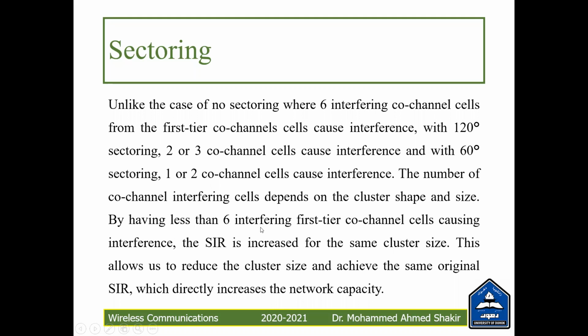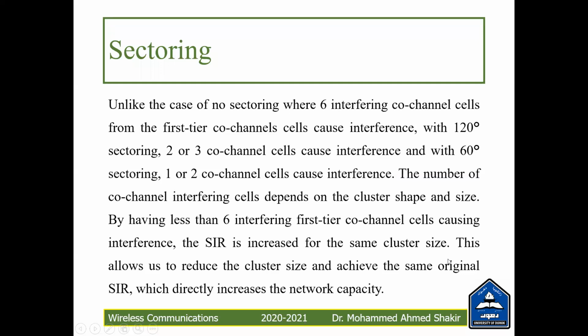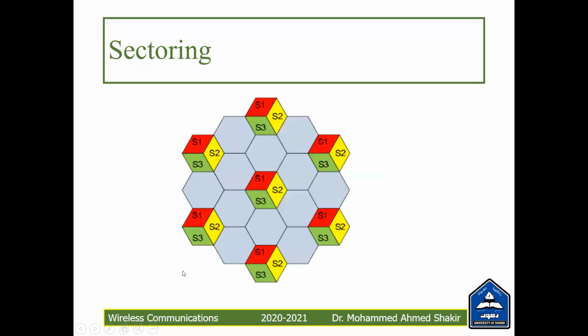By having fewer than 6 interfering first tier co-channel cells causing interference, the SIR is increased for the same cluster size. This allows us to reduce the cluster size and achieve the same original SIR, which directly increases the system or network capacity.